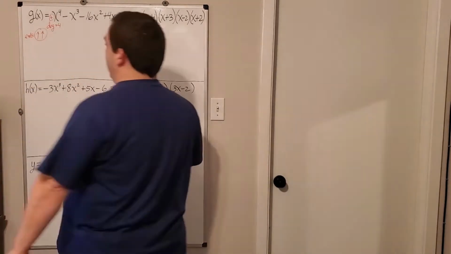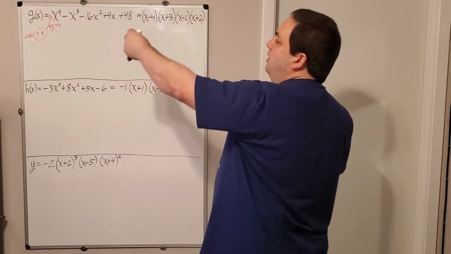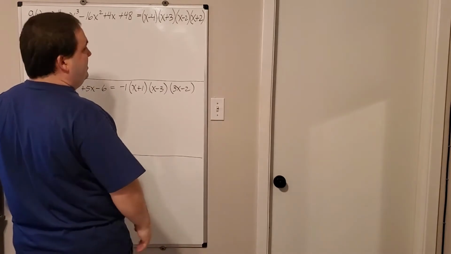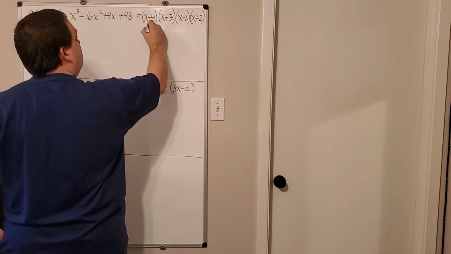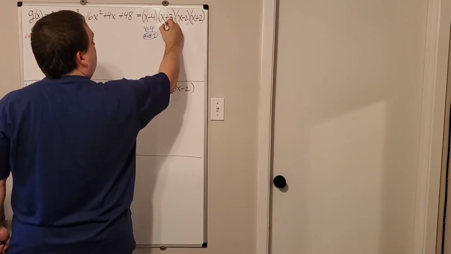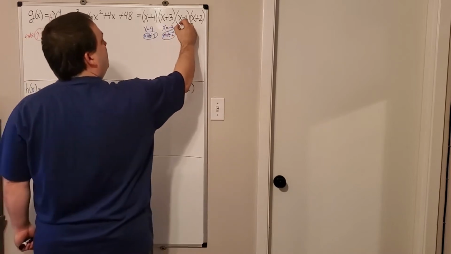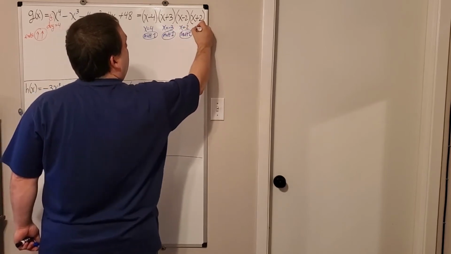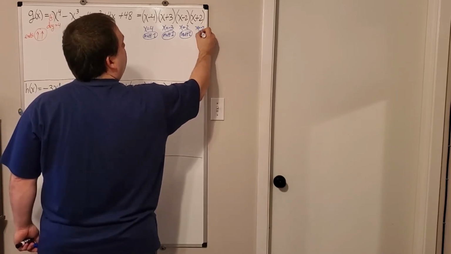Okay? Since my endpoints are going to be up, up, that'll help me begin and end my graph later. The next thing that I'm going to take note of are my x-intercepts and their multiplicities, right? My intercepts here are x equals 4, multiplicity 1, x equals negative 3, multiplicity 1, x equals 2, multiplicity 1, and x equals negative 2, also multiplicity 1, right?